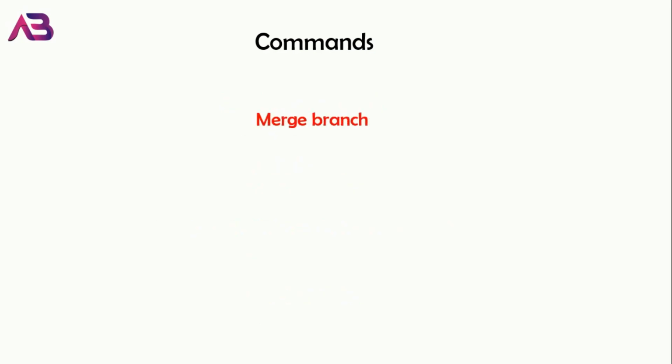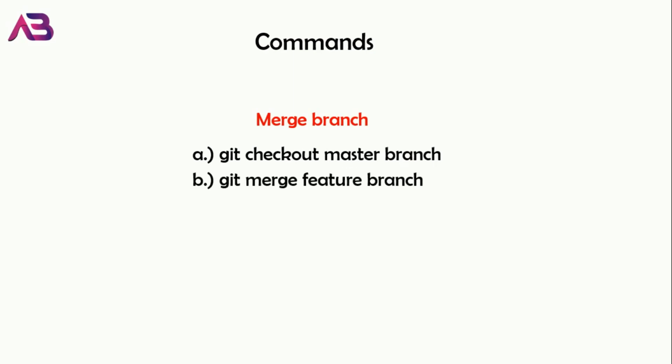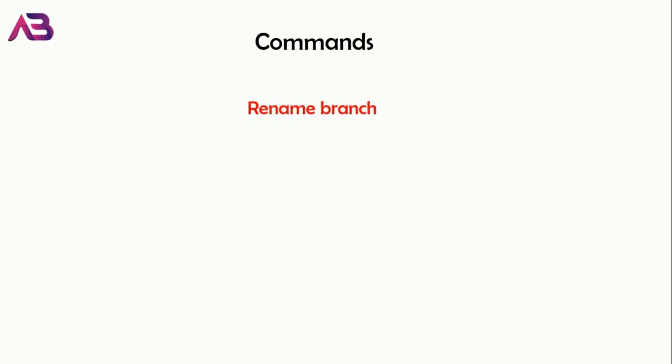To merge a branch, you can simply follow these two steps. First, git checkout and then use git merge. Here I am merging the feature branch with the master branch. To rename a branch, first you need to check that you are currently on the master branch. You can do that by using git status. With this, you can check whether you are on the master branch or not.